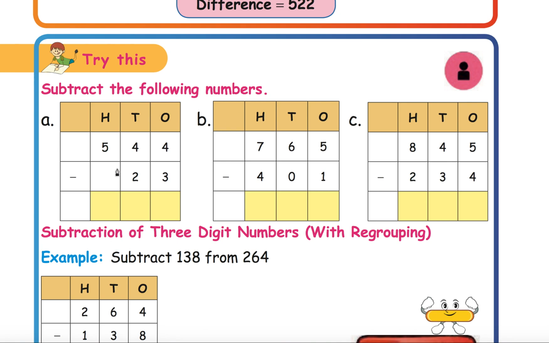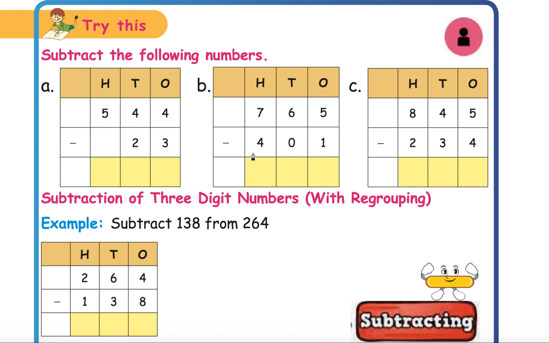Subtract the following numbers. 544 minus 23. 4 minus 3, 1. 4 minus 2, 2. 5, 521. Okay. 765 minus 401. This is also simpler. You can do it. This one is also simpler.